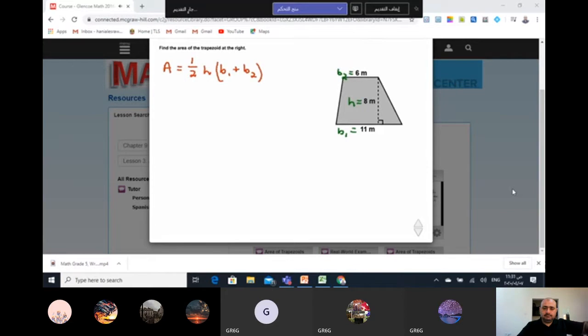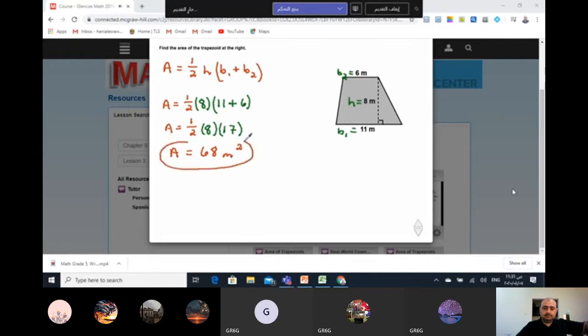Now we're going to do simple substitution here. So we have area equals 1/2 times the height, which is 8, times the quantity base 1 plus base 2. Base 1 is 11, plus my base 2, which is 6. Now we can go through and simplify this. We'll do our addition first. So I have area equals 1/2 times 8 times 17. And we can go ahead and simplify that. So I have area equals 68 square meters.